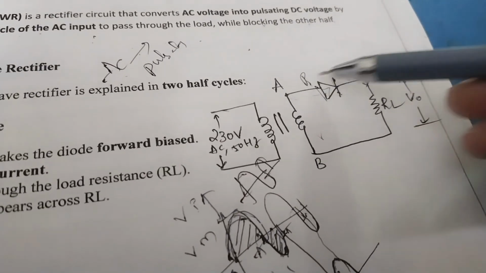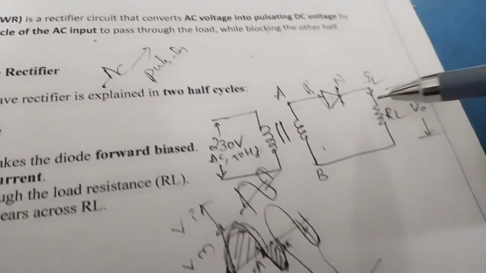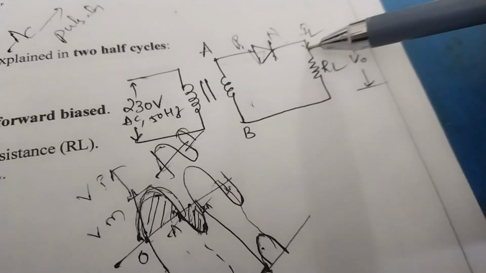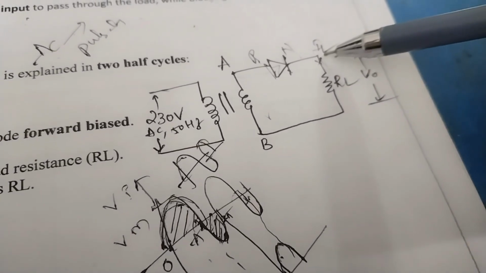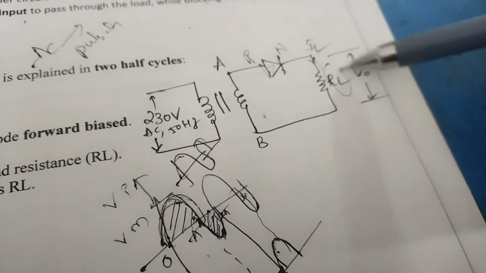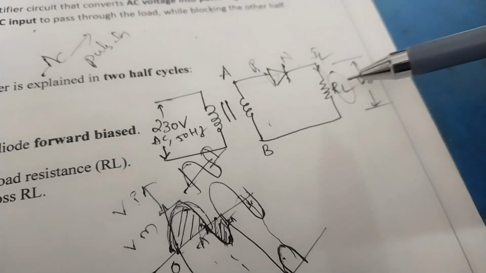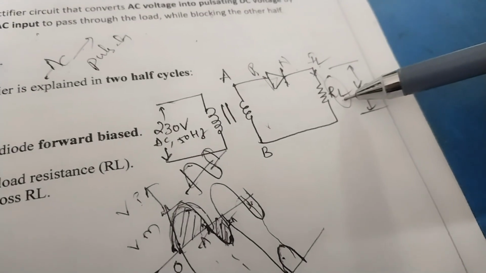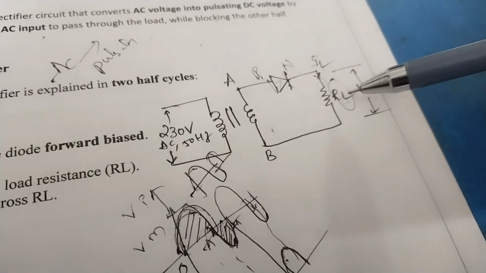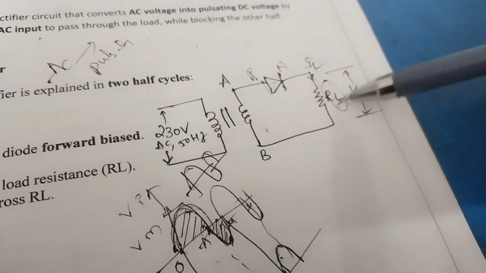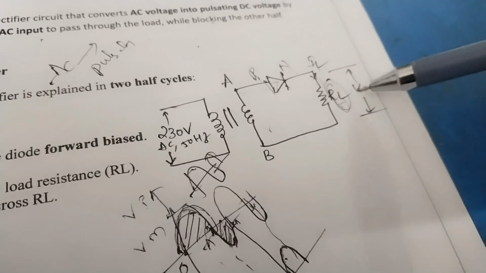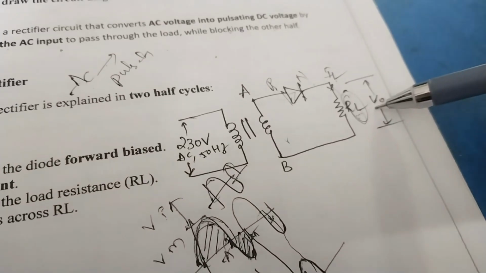This is the P type and this is the N type. This is the symbol of a diode, and here we have connected a load resistor RL through which the load current IL flows. Across the load resistor, which is the output, we measure the output voltage V0.